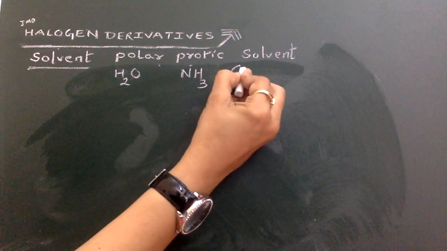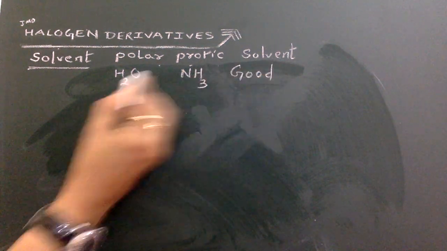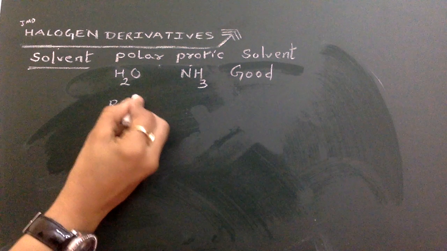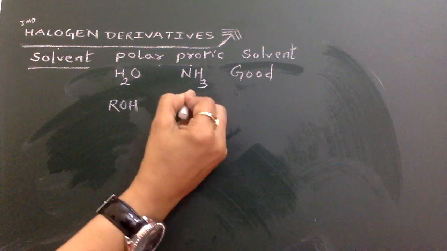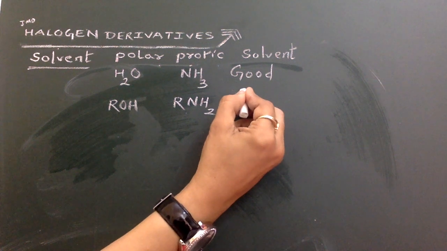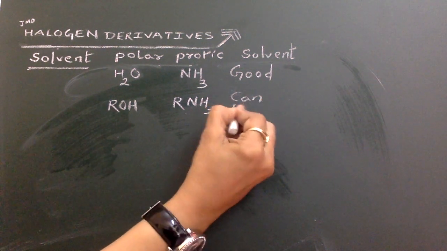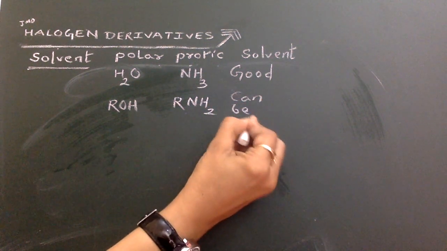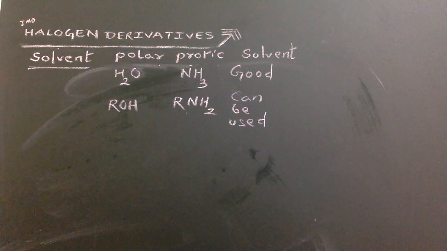They are good polar protic solvents, and we can also take something else like alcohol, amine, which are a little larger, and they are also okay polar protic solvents. They can also be used as polar protic solvents.